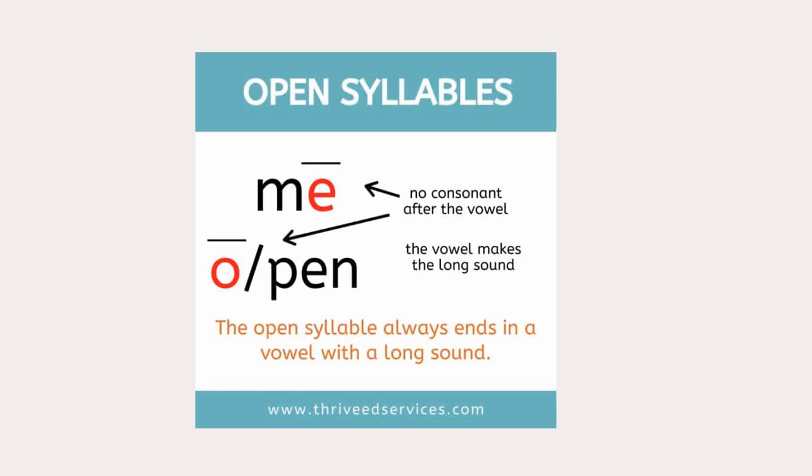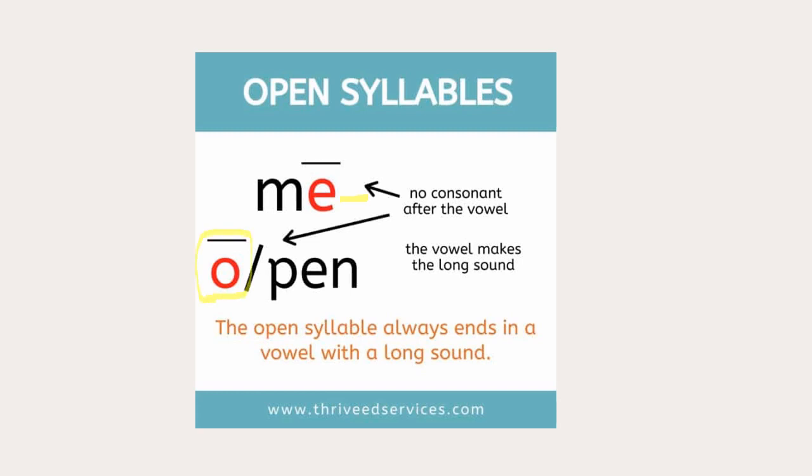This time, let us look at different examples of open syllables. Now, we have the word me. Me is composed of only one syllable. And in this case, there is no consonant after the vowel sound E. Another example is the word open. Open is composed of two syllables, O and pen. But let us focus on the first syllable, O.